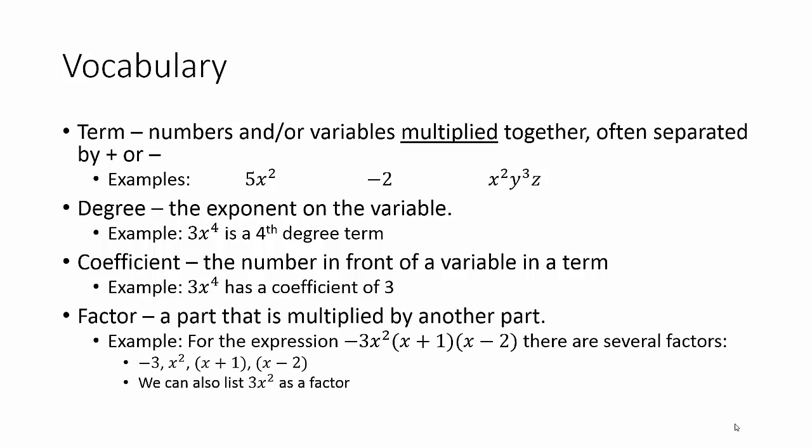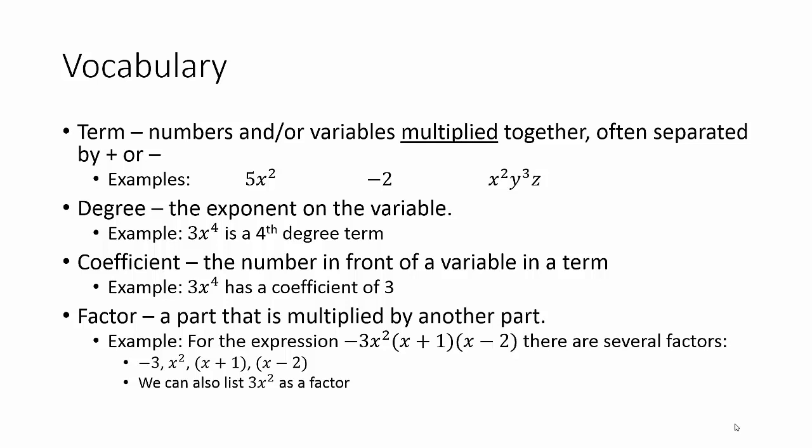Terms are often contrasted with factors. While terms are things that are added together, factors are things that are multiplied together, a part that is multiplied by another part. So if we have the expression negative 3x squared times x plus 1 times x minus 2, there's several factors. We see negative 3 is multiplied, x squared is multiplied, the x plus 1 is multiplied, the x minus 2 is multiplied. Those are factors. In fact, we could even say negative 3x squared or even 3x squared are factors because they are things that are multiplied.